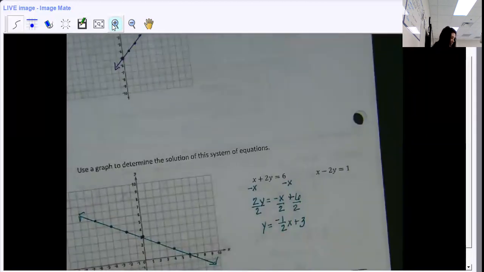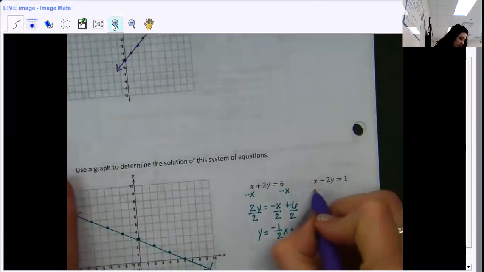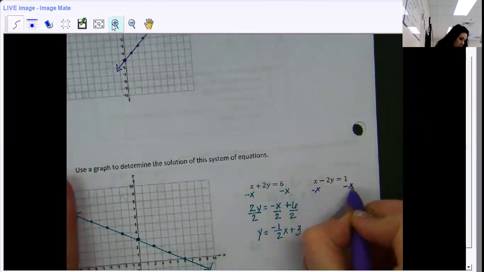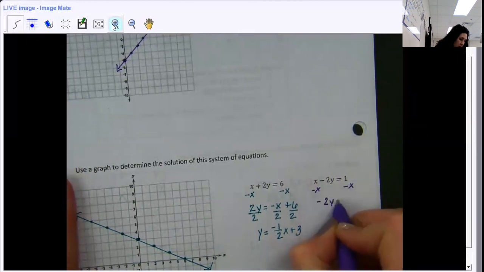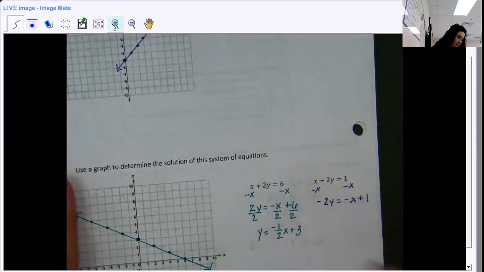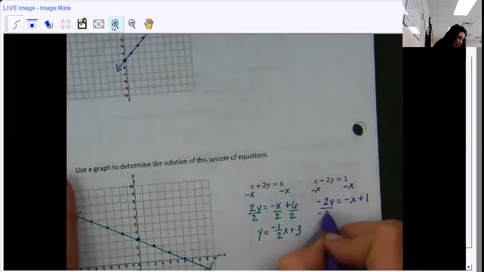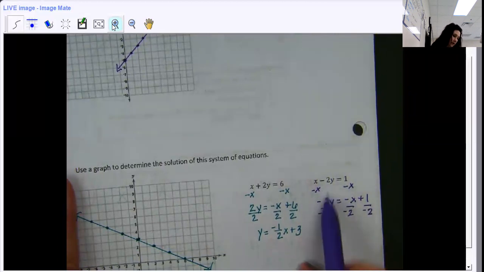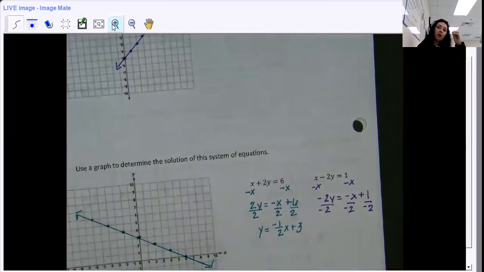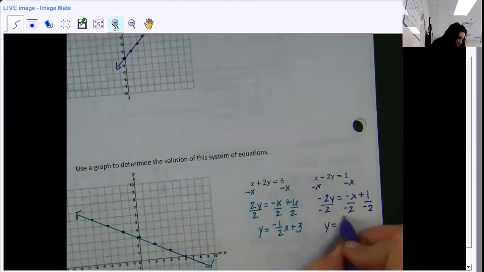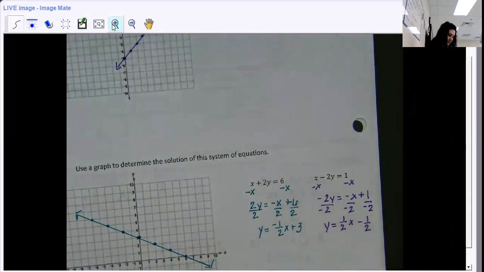Okay. I am now going to turn this next equation into slope-intercept form. Again, moving my x over. Now I have a -2y equals -x plus 1. Now I have to divide everything by a -2. Now I will say a lot of students forget that negative right here. Okay, try to be conscientious of where your positives and negatives are. So I end up with y equals 1/2 x minus 1/2. Oh, this is an interesting one.